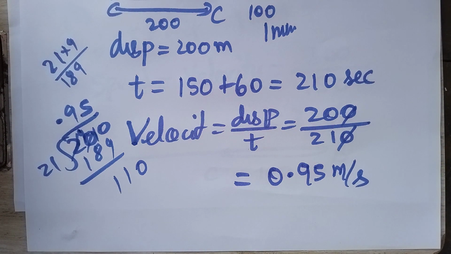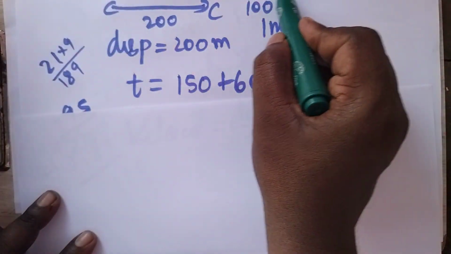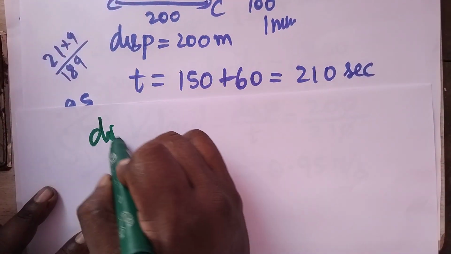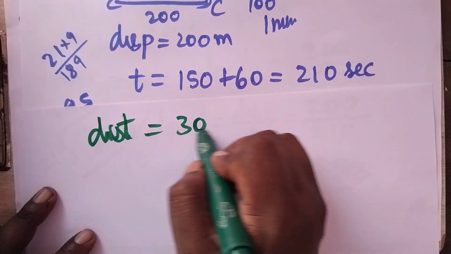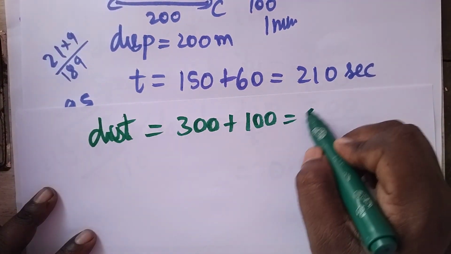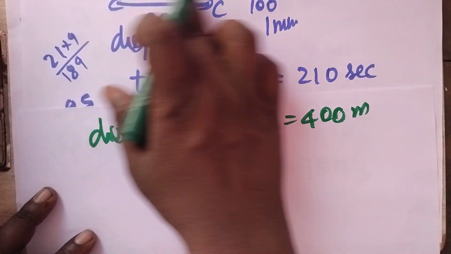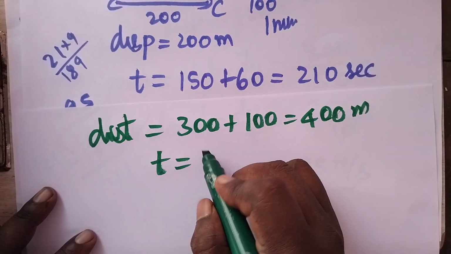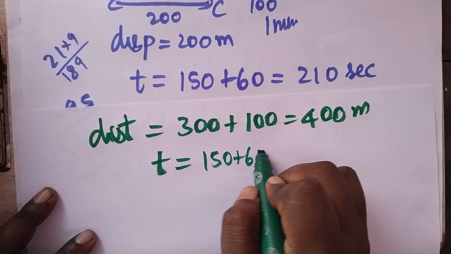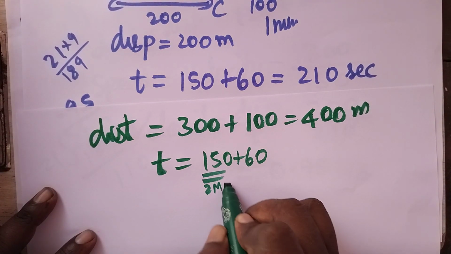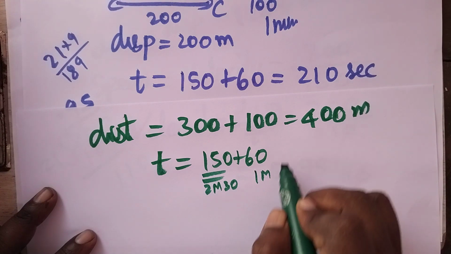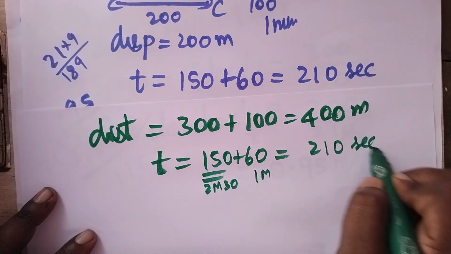Again, speed we have to find. Speed is distance by time. What is the distance? Going is 300 meters, coming back is 100 meters. Distance is the actual length of the path, 300 plus 100, 400 meters as the distance. What about the time period? Time period is the same. 2 minutes 30 seconds plus 1 minute, so 150 plus 60. Totally we get 210 seconds.